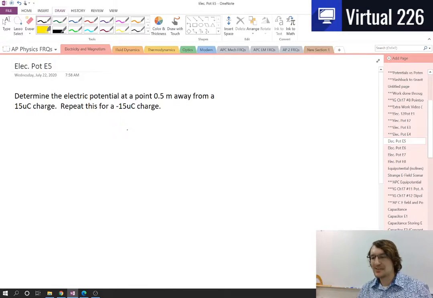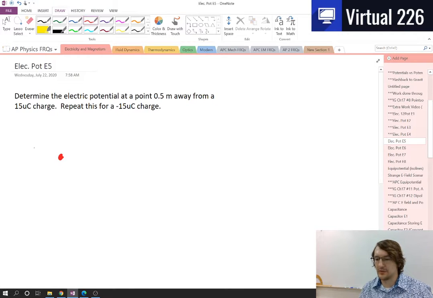Hey there. So we're looking at electric potential example number 5 here. And we're going to find the electric potential given by a point charge this time. What's the electric potential at a point 0.5 meters away from a 15 microcoulomb charge? And then we're going to do this again for a negative 15 microcoulomb.